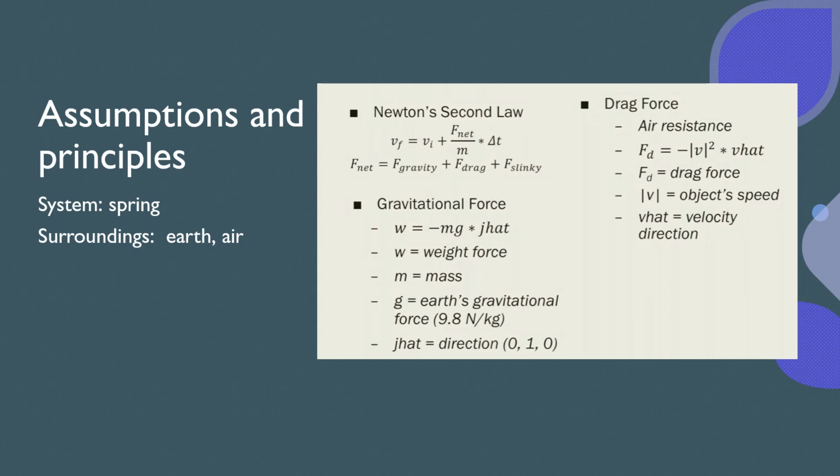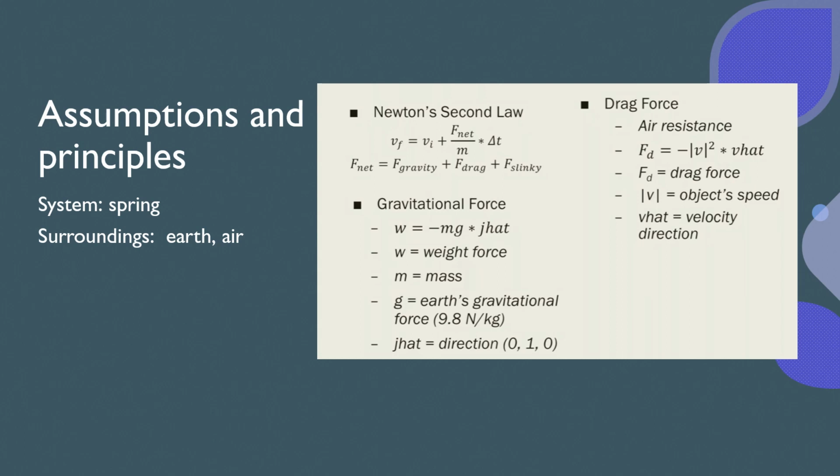Okay, to start, we have Newton's second law, Vf equals V initial plus F net over m times delta t, and then F net equals the force of gravity plus drag force plus the force of the Slinky itself, and then gravitational force equals W, which would be weight. That would equal negative mg times j hat.